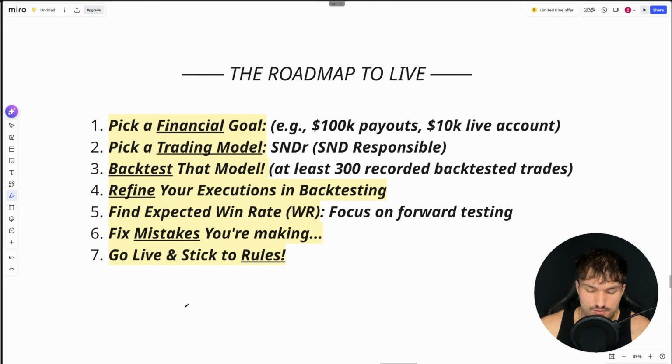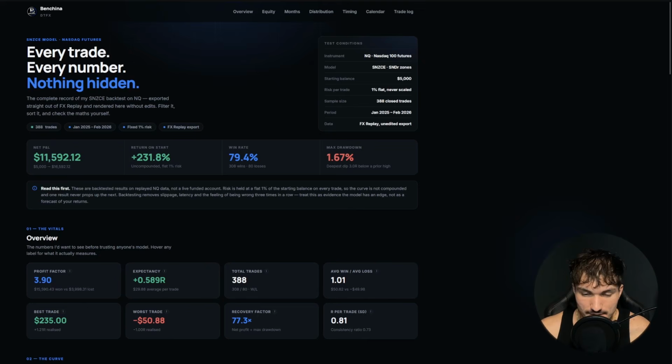For the SNDR model, I want a meaningful sample size. Not just 10 trades, not 20 because you had a good week. You need hundreds of backtested trades to understand how your model behaves. Because just one winning trade proves nothing. And just like one winning trade, one losing trade proves nothing either. The data tells you whether your model has an edge and whether you're actually following it.